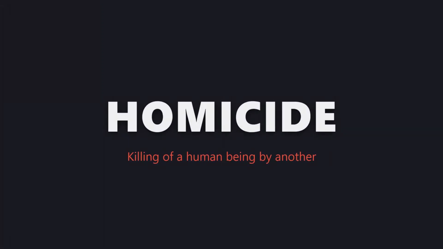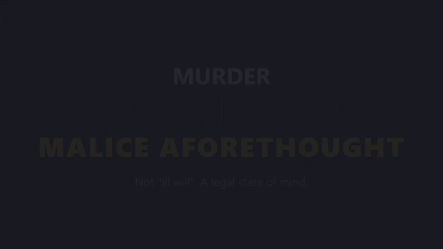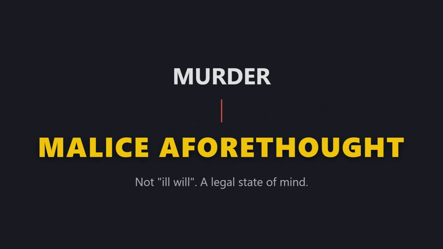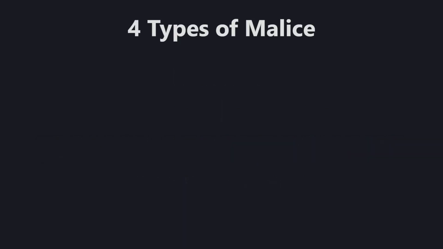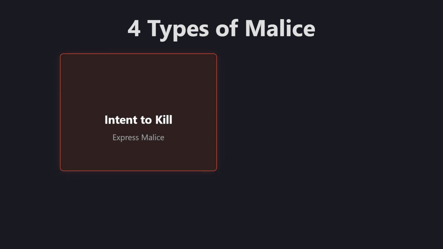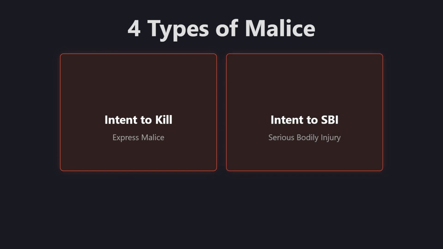Homicide is the killing of one human being by another. Murder requires the specific mental state of malice aforethought. Malice aforethought does not require any ill will or hatred toward the victim. Malice is established by proving one of four distinct mental states. The first mental state is the express intent to kill the victim. The second is the intent to inflict serious bodily injury.